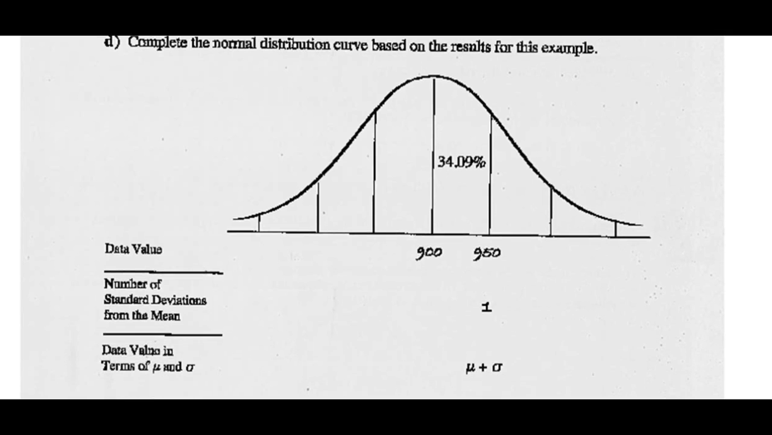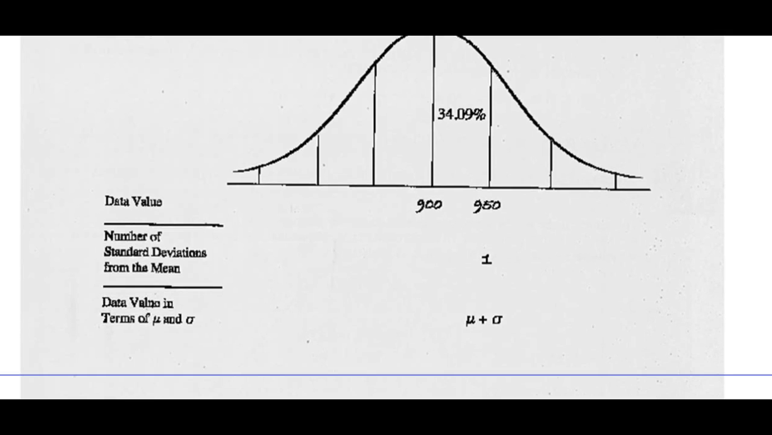Complete the normal distribution curve based on the results of this example. So our data values, 900 to 950, going up by 50 is 1,000, and 1,050 hours of light bulb. Go down by each standard deviation. Go down by 50, down by 50, down by 50. All right. So this is the mean. It's 0 standard deviations from the mean. 950 is 1 standard deviation from the mean. 1,000 is 2 standard deviations above the mean. 1,050 is 3. This is 1 below, 2 below, and 3 standard deviations below the mean.